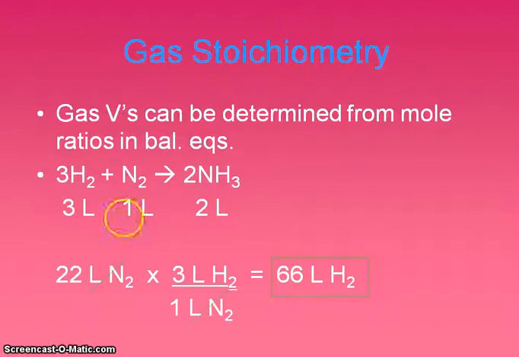Okay, and I could set up the same type of ratio for finding how much of the product I could make. I would simply use the 2 liters of ammonia instead on top of my conversion factor.